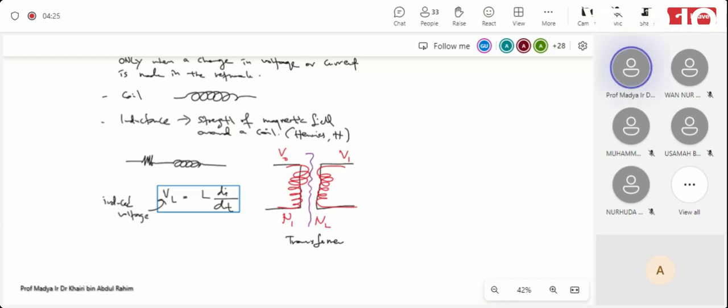So in here, the larger the inductance, okay, the more rapid the changes in the current, the larger the induced voltage. Okay, so if this one goes high, this one goes high, obviously the larger will be the induced voltage across a coil.